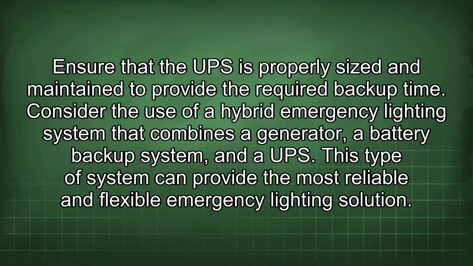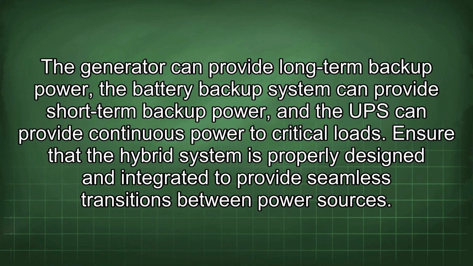Consider the use of a hybrid emergency lighting system that combines a generator, a battery backup system, and a UPS. This type of system can provide the most reliable and flexible emergency lighting solution. The generator can provide long-term backup power, the battery backup system can provide short-term backup power, and the UPS can provide continuous power to critical loads. Ensure that the hybrid system is properly designed and integrated to provide seamless transitions between power sources.